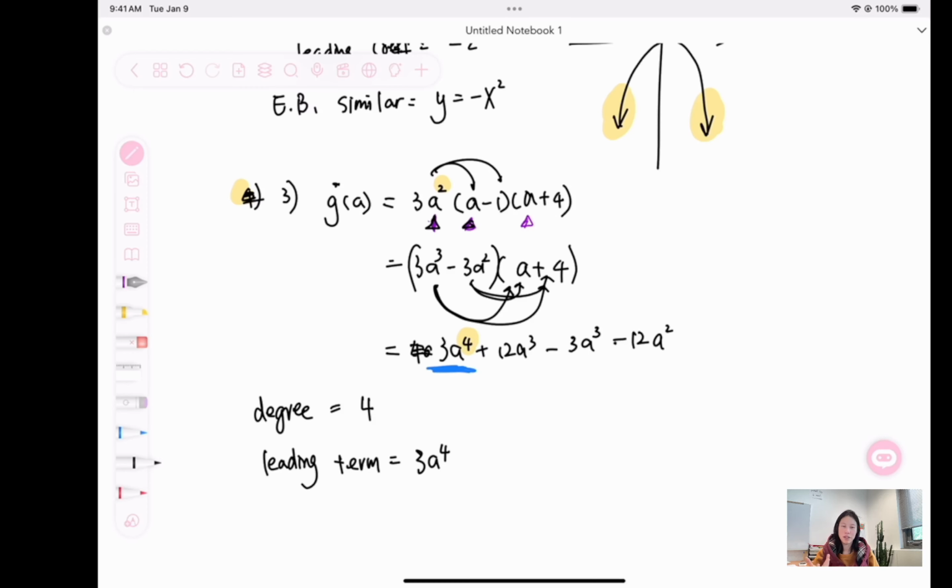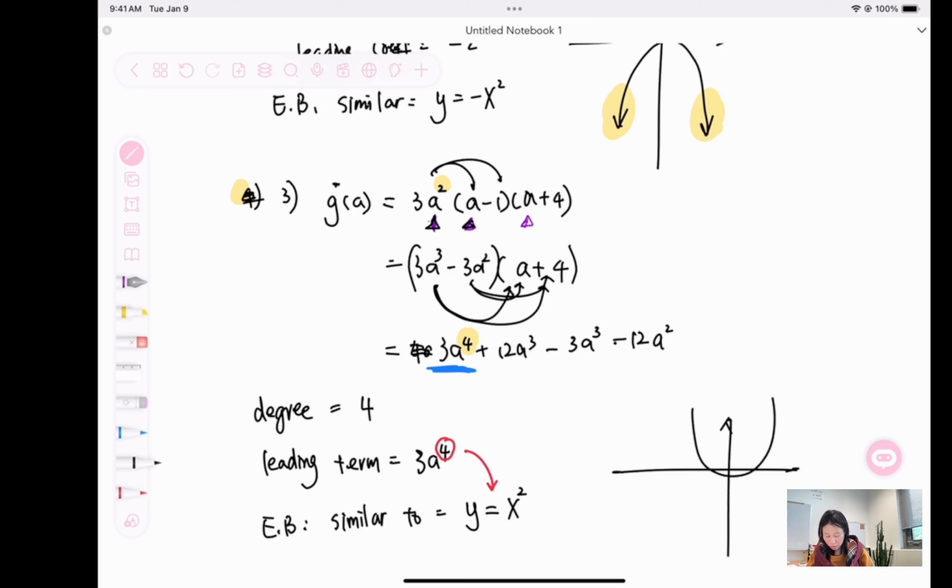In this case, we don't even need to look at the leading coefficient because this already gives you enough information. The end behavior is going to be similar to what? A positive x squared, because this is an even number. If it's even, similar to x squared, so that means the end behavior will look like this, which is when x goes to the right, y goes up. When x goes to the left, y also goes up.